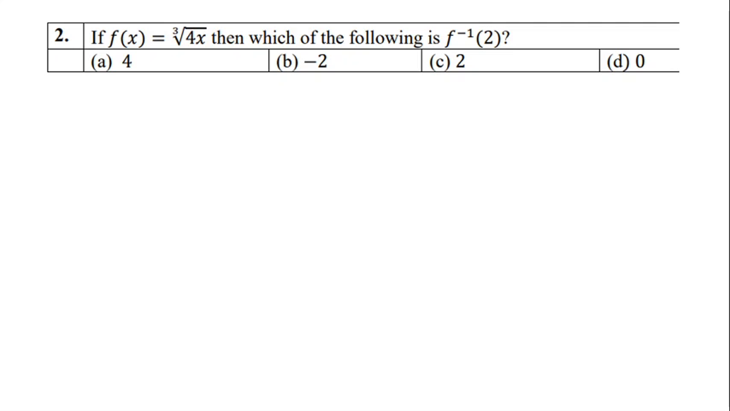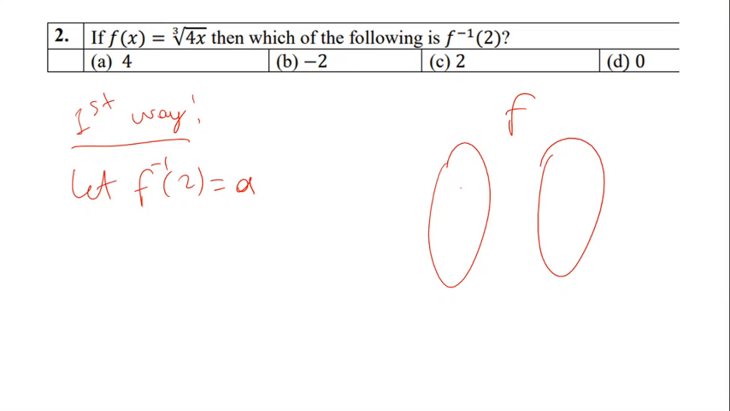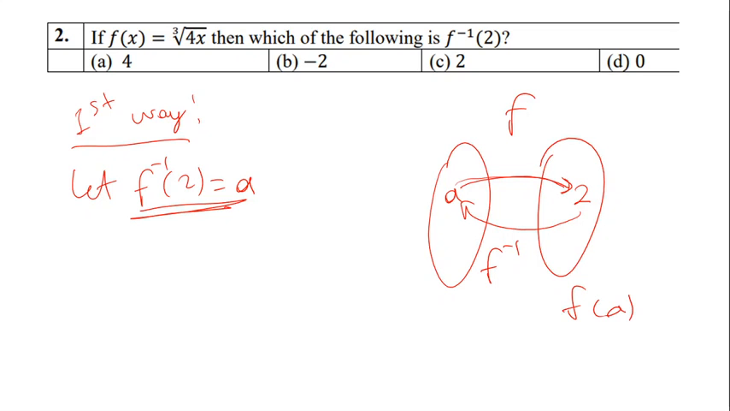Now, if f of x is this, which of the following is f inverse of 2? There are 2 ways of solving this problem. The first way is this one here. Let f inverse of 2 be equal to a. Then, here, think about this. If you have a function here as f, goes to 2, and if you say this is f inverse, it goes to a, let's say, so it means this. So what does this mean? It also means f of a is equal to 2. Right? So then this means f of a is equal to 2.